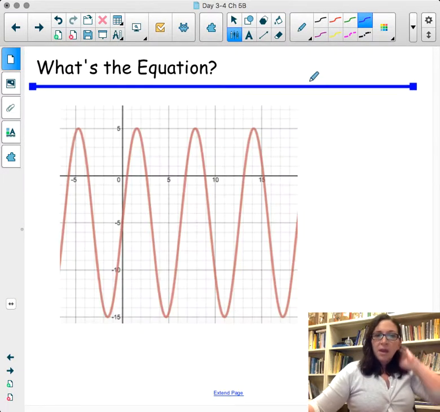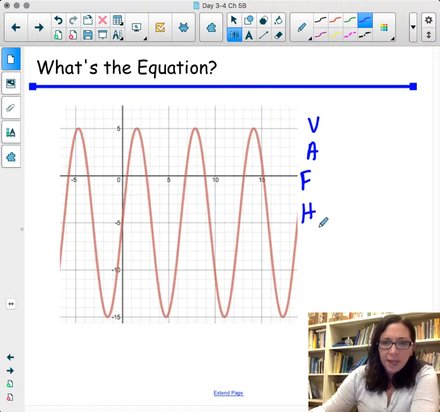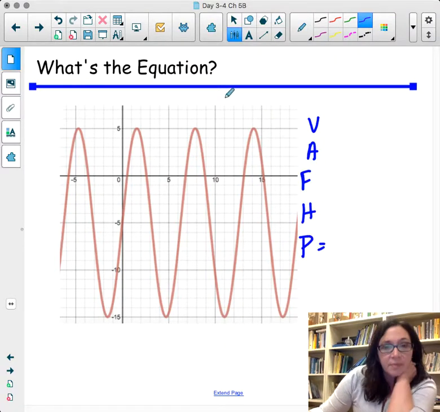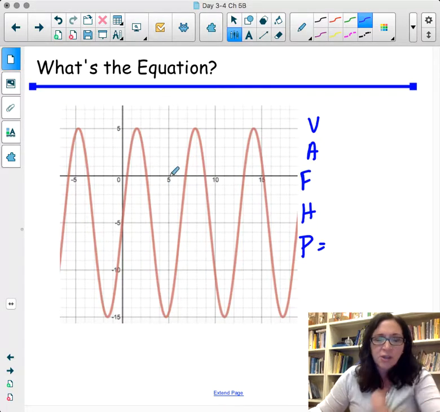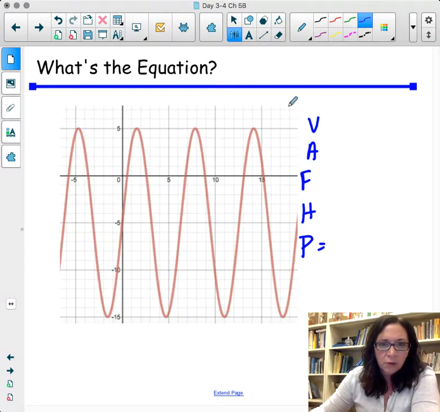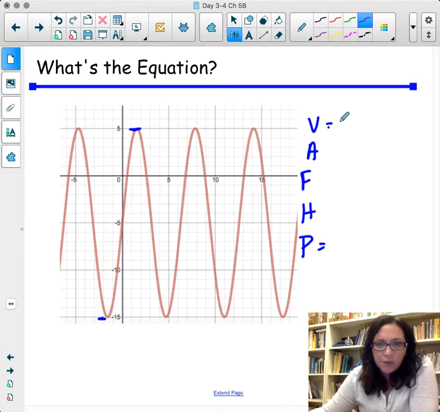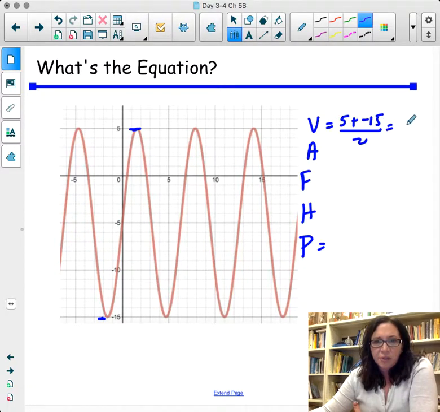Okay, cool. Next, to find this equation, we're going to do our VAF. So V, A, F, H, P. Couple things. I noticed that my graph is all numbers here. So I'm thinking let's find our vertical shift first. So remember how to find that? We have to find the average. So we're going to go 5 is the highest, negative 15 is the lowest. So it's going to be 5 plus negative 15 divided by 2. So what is that? Negative 10 divided by 2, which is negative 5.